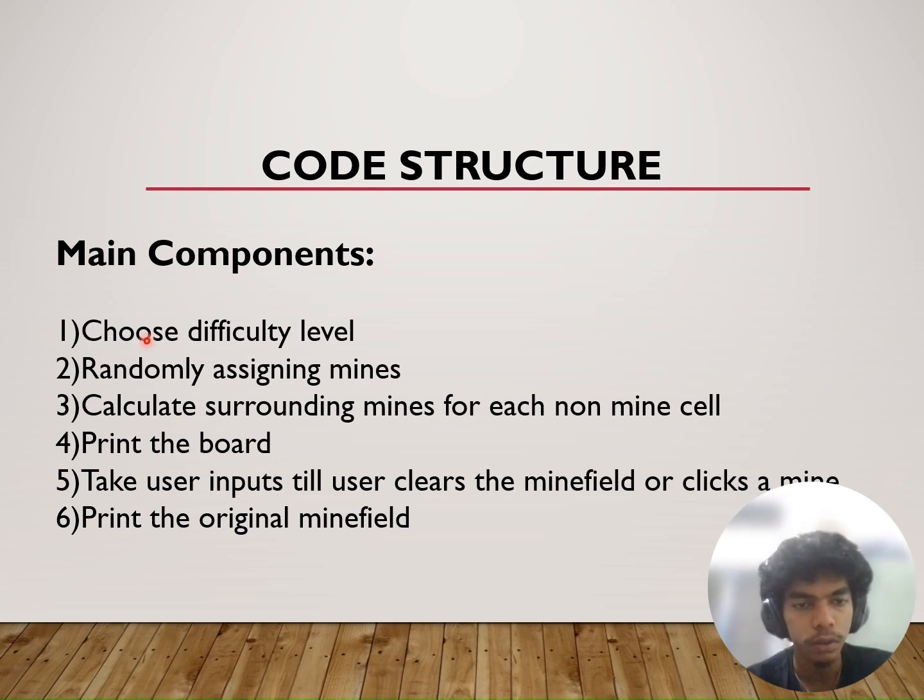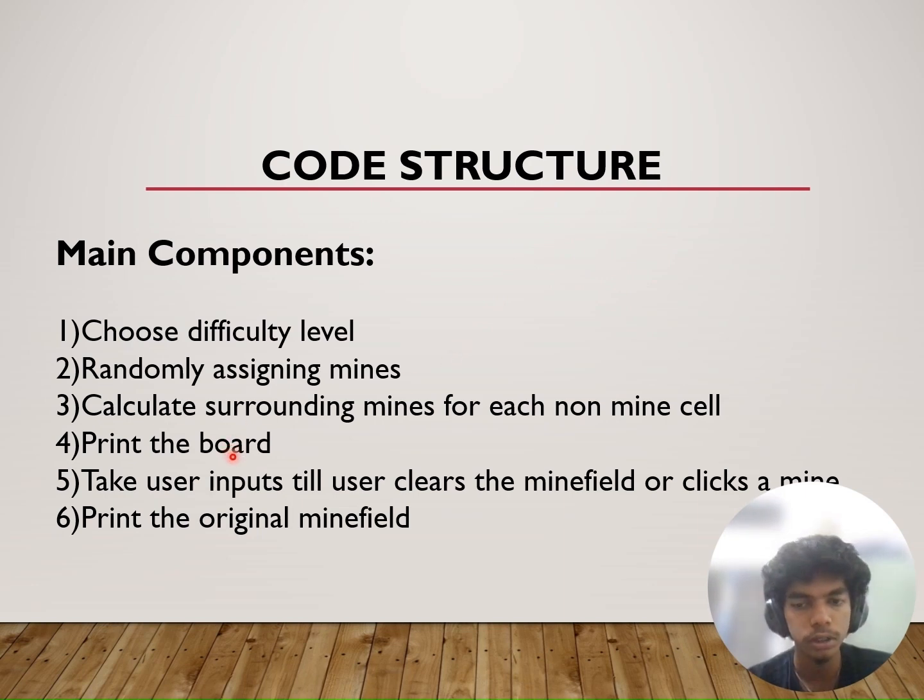So first we will be choosing a difficulty level such as easy, medium, and the difference was visible in the previously shown example. And then after that we'll just randomly assign some mines. And then again for each mine, for example, there's a mine here. So for the cell right above that, I'll be calculating how many mines are around it, for example. So I'll be doing that.